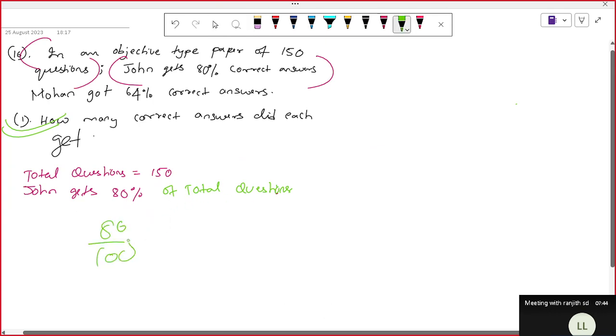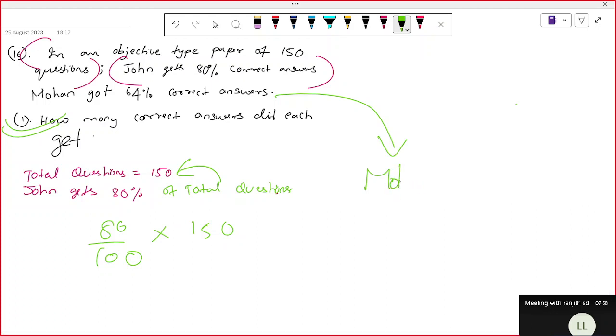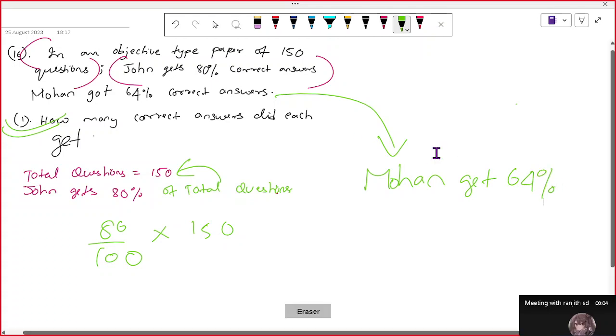80 divided by 100 of, where of means multiplication. What is the total question we have? 150. That's it. That is what John gets. Then what about Mohan? How much does Mohan get? So 64 by 100 into 150, sir. Yes, you write it like this: 64%. I didn't write anything new, I've just taken it from the question. 64% of correct answers. Instead of correct answer, you write total question.